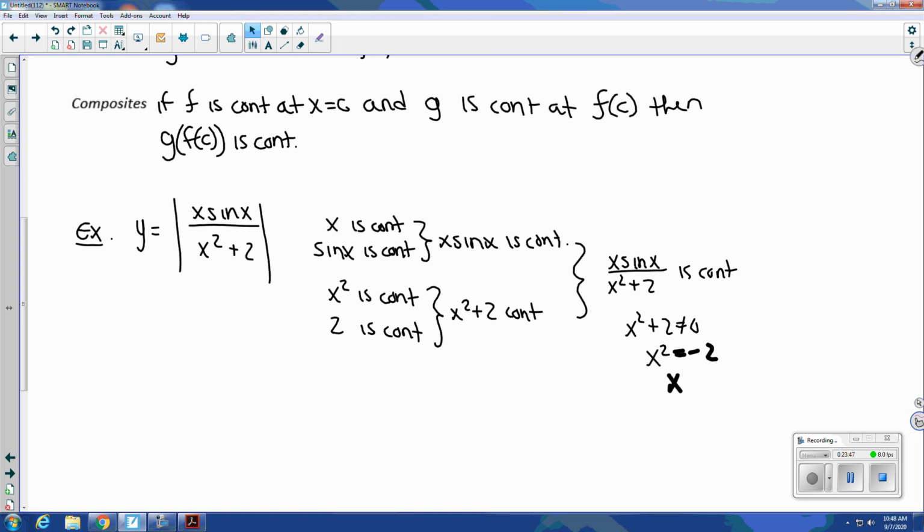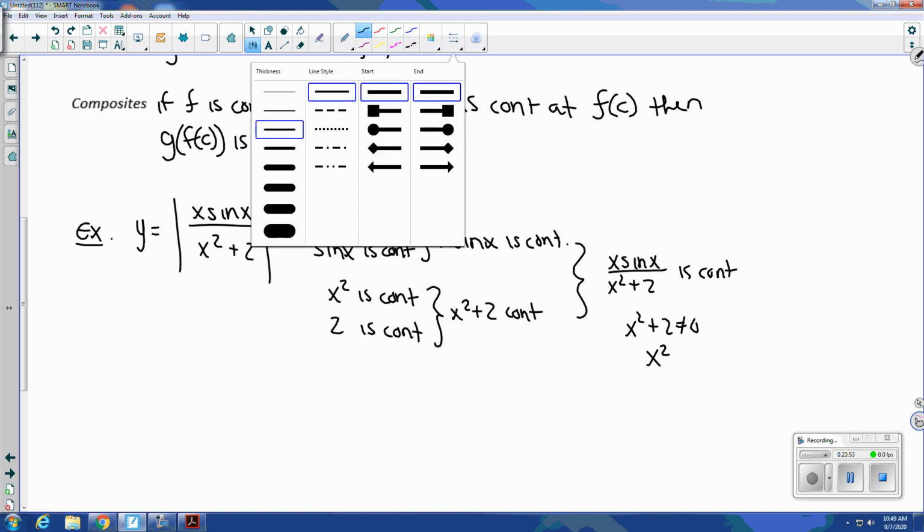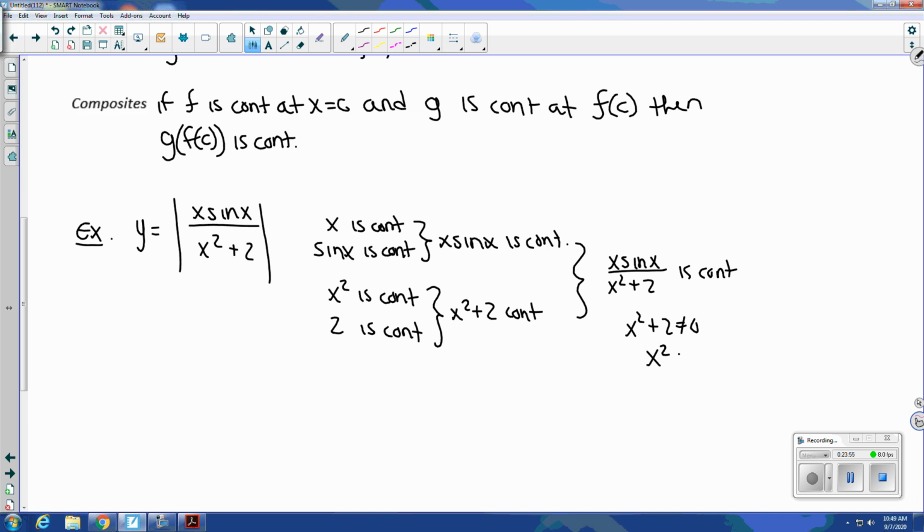Then we get x. Oh, why did that change? So we're going to have negative 2. Take the square root. We'll get x equals plus or minus i square root of 2. So this isn't even a real number. So where we have discontinuities is in the imaginary realm. So that means this is going to be continuous for all real numbers for the quotient.